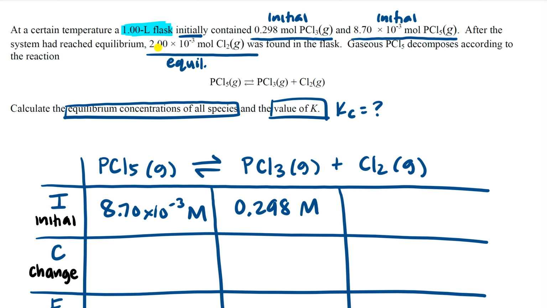Another value that they gave me was the equilibrium moles of the chlorine gas. And so I'm going to plug in 2 times 10 to the negative third molar chlorine, but because this is the equilibrium number of moles of chlorine, I have to put it on the equilibrium row inside of my ICE chart. And we do know the actual molarity of this, so this is going to be the second E row, the very last row in my chart.